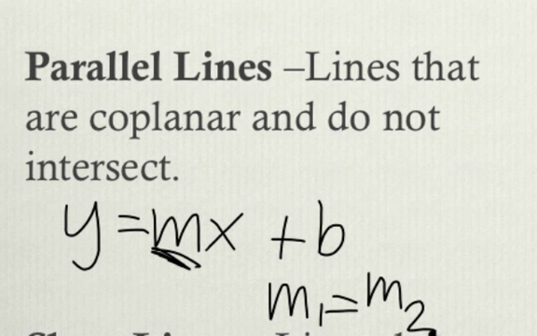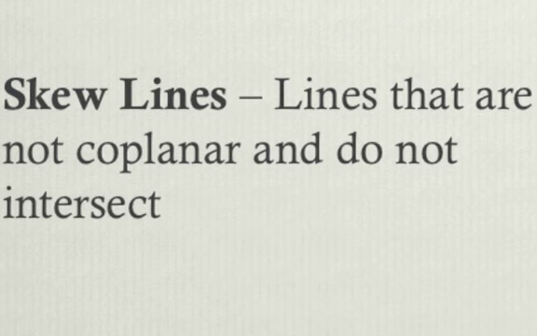So now we're going to move on to skew lines. This is terminology that may be new for you. Skew lines are lines that are not coplanar and do not intersect. So they're similar to parallel lines in the fact that they don't intersect either. However, they are not coplanar. That means that they do not lie in the same plane.